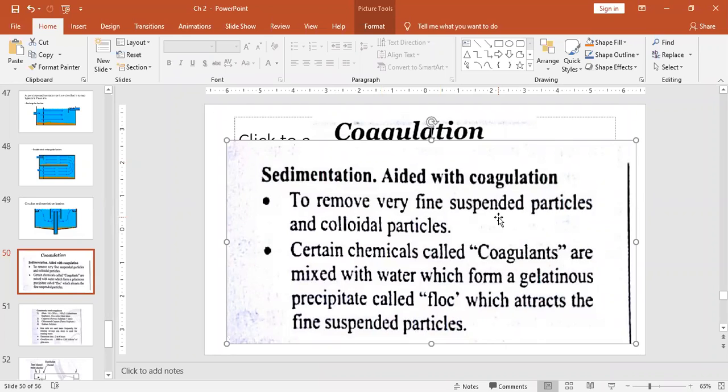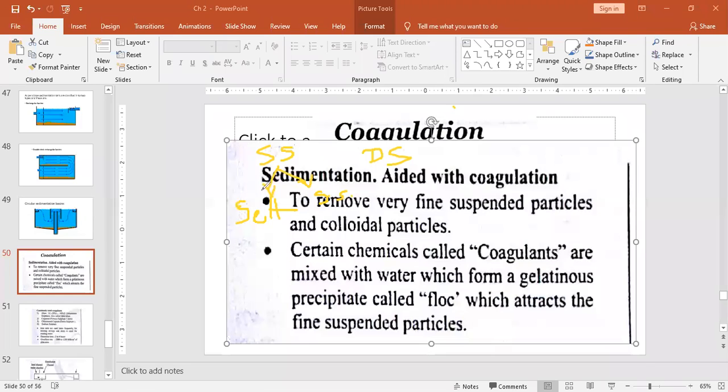To remove very fine suspended particles and colloidal particles. So at the start itself, I told you there are different types of solids present in water. One is the suspended solid and another is the dissolved solid. Okay, suspended solids are again divided into two types. One is the settleable solids, and another is the suspended at the surface.